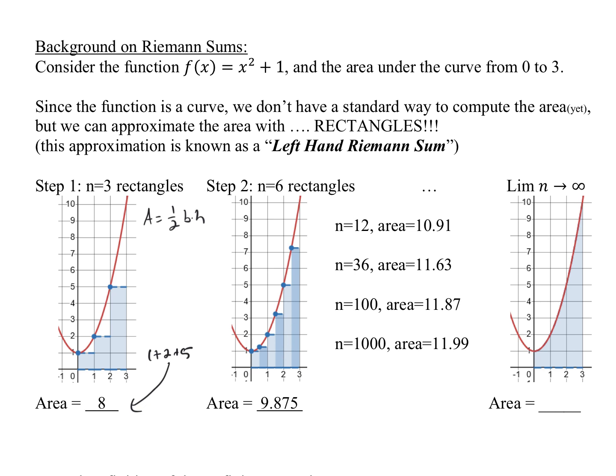But what you will observe, if you let the number of rectangles start increasing without bounds, so 12, 36, 100, 1,000, what is the pattern we see with the areas? We start out with 10.91, then we get to 11.63, 11.87, 11.99. The idea here is that all of these numbers, the areas, are approaching a certain value.